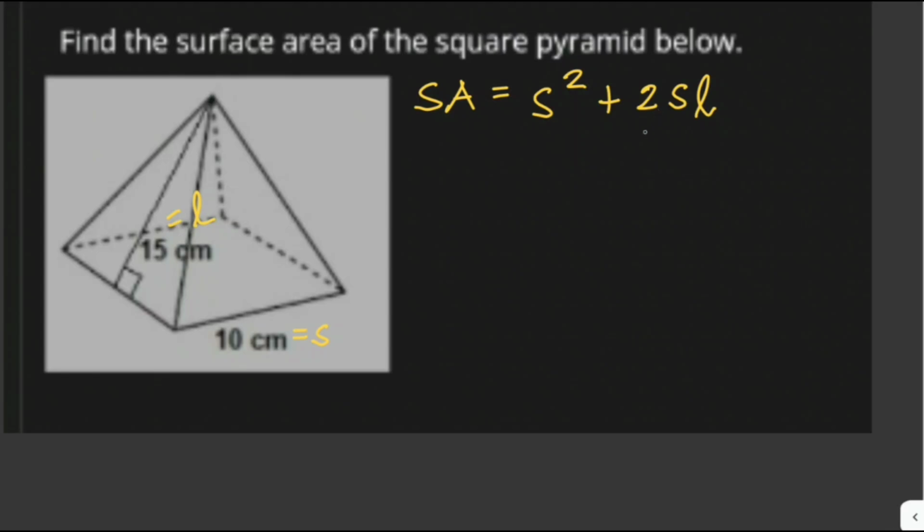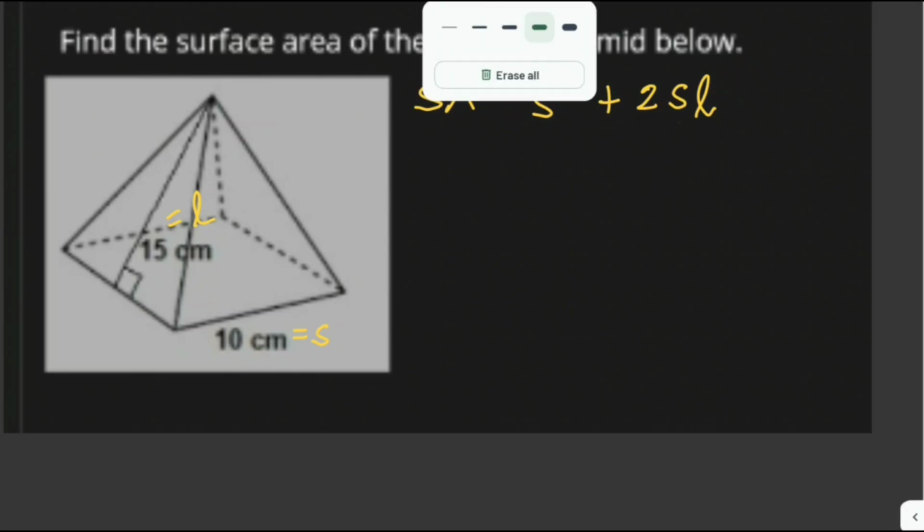Or you can also use 1/2 of the perimeter times the slant height. So that is just the perimeter of the square, which is 4s, and half of that is still equivalent to 2 times the side of the square.